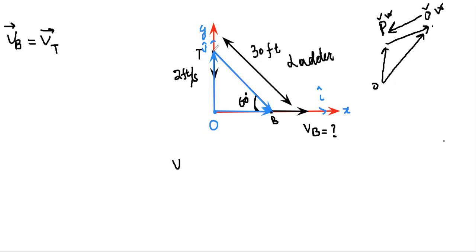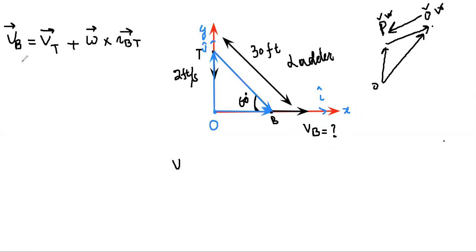Since we have to find the velocity of point B, we will find it in terms of the velocity of point T. The equation that we have is: velocity of point B is equal to velocity of point T plus the angular velocity omega of the ladder TB cross the radius vector of point B as drawn from point T, this is RBT.